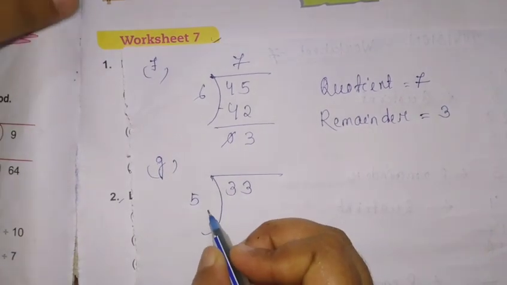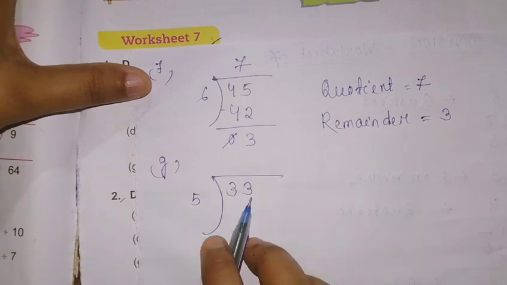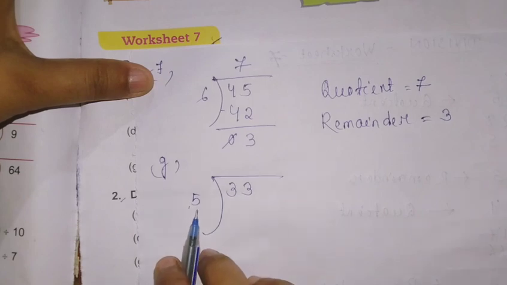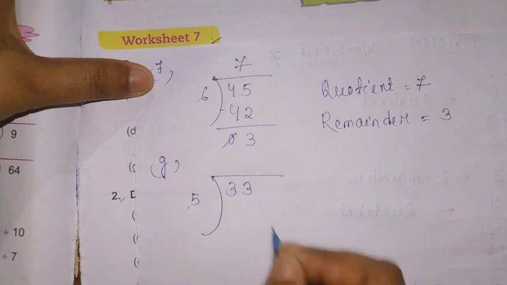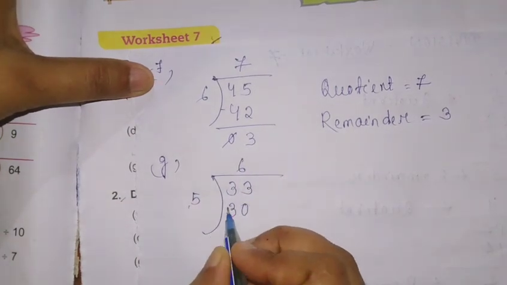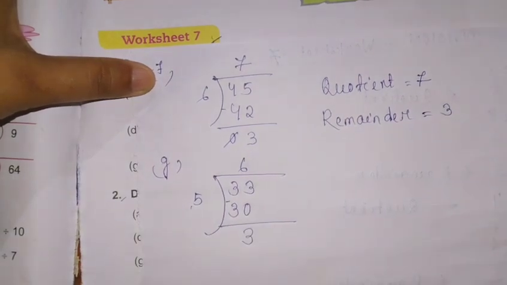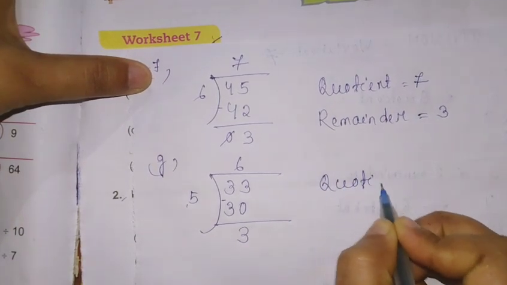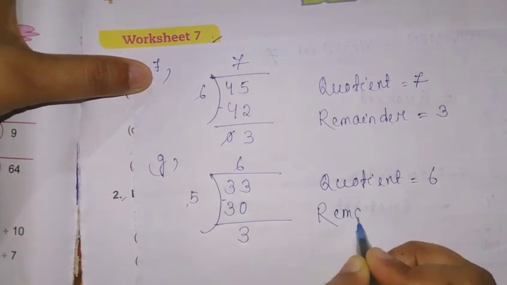First, we recite the multiplication table of 5 till we get 33. We will not get 33 in the multiplication table of 5. Then we recite till we get the number which is just less than 33. Then 5 6s are 30. Now subtract this product from the dividend. 33 minus 30 equal 3. Here quotient equal 6 and remainder equal 3.